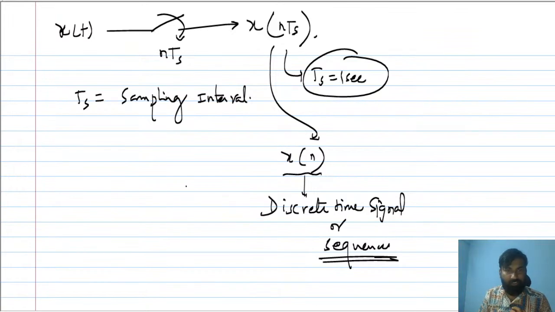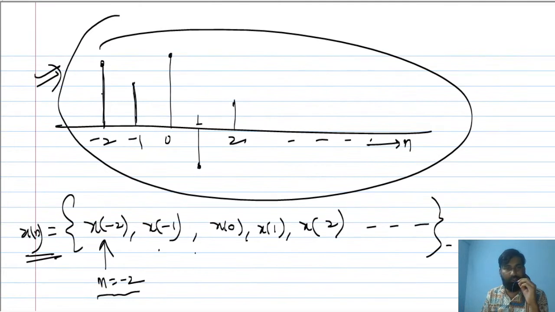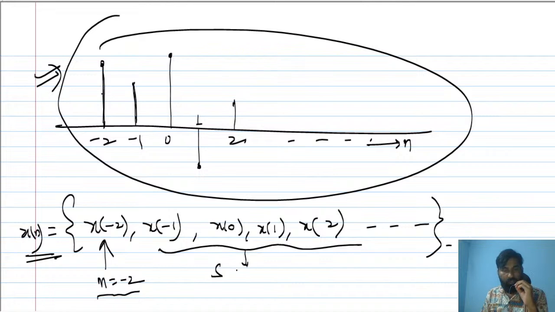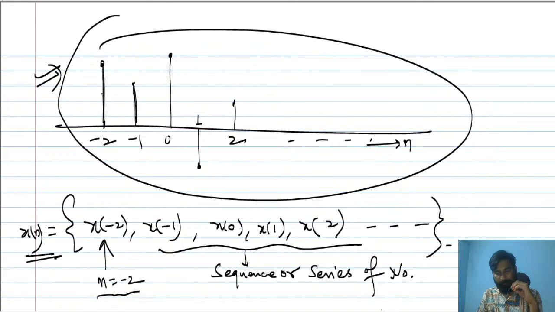Sometimes the discrete time signal we also know as a sequence or series of numbers, or you can say time series. This is basically time. I hope this makes sense.